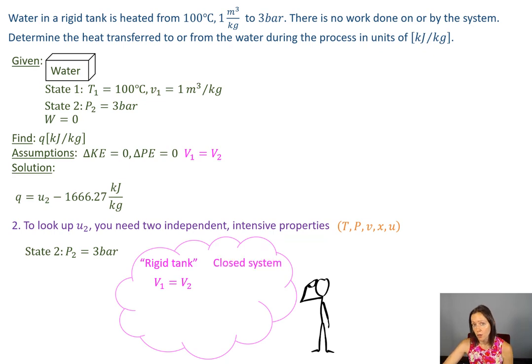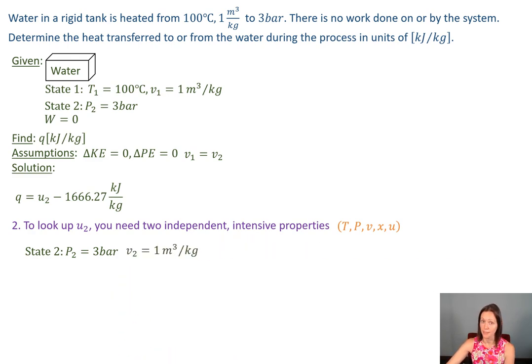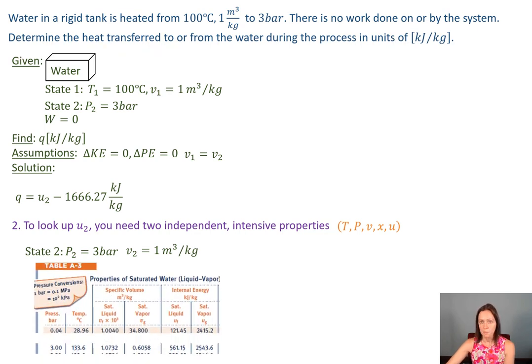I also know that I have a closed system, and a closed system, by definition, the mass doesn't change. So I can use that information to figure out the specific volume of my water at state 1 and state 2, and I see that my specific volume doesn't change either. So V1 and V2 can be assumed to be the same. So now I have two independent intensive properties, and now I'm ready to go fix my state. What's my phase? Let's go to my saturated tables and figure that out.